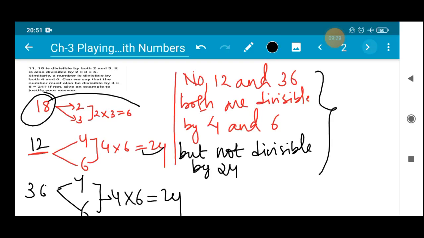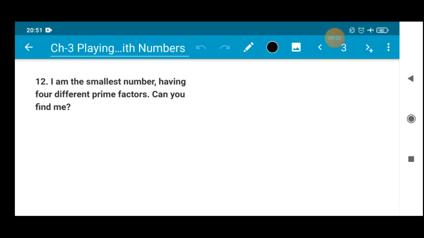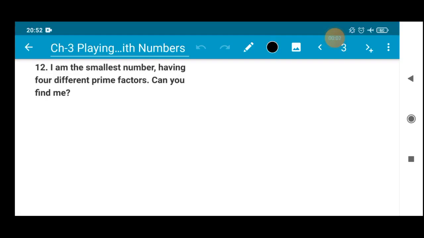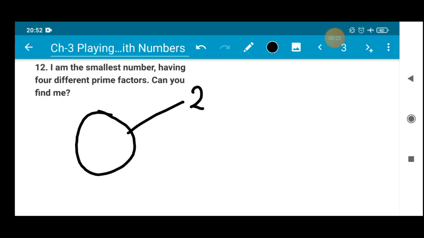Let's proceed now to the last question of this session, and from this exercise also. So question number 12 states that I am the smallest number having 4 different prime factors. Can you find me? So of course the 4 different prime factors start with the smallest prime number, that is 2. There will be 4 branches, 1 2 3 4, right?